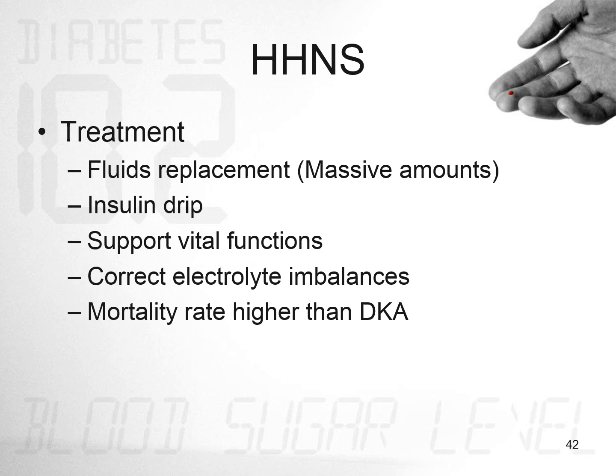So our treatment here for HHNS is going to be fluid replacement, an insulin drip. We're going to have to support their vital functions, so their kidney functions, their respiratory functions. We need to correct the electrolyte imbalances. And here the mortality rate is higher than that of those in diabetic ketoacidosis. Mortality rate for HHNS is as high as 15%, but the treatment is similar to that of DKA.